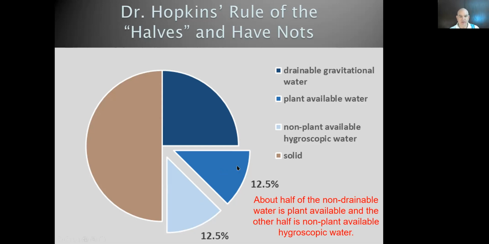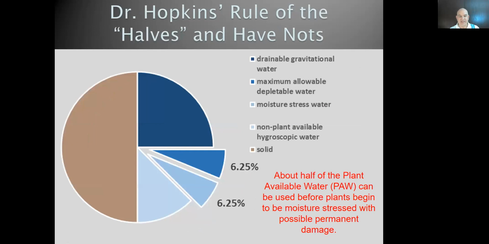That's this guy right here. And then the other half is not plant available, or what we call hygroscopic water. So again, we're going halvesies. Another halvesies, if we took half of the plant available water, is what we would call the depletable water, the water that we can really use to provide for plants. If we start getting into this water here, this is the stress water. It's like, well, I can still take up some water, but my plants are starting to show some stress.